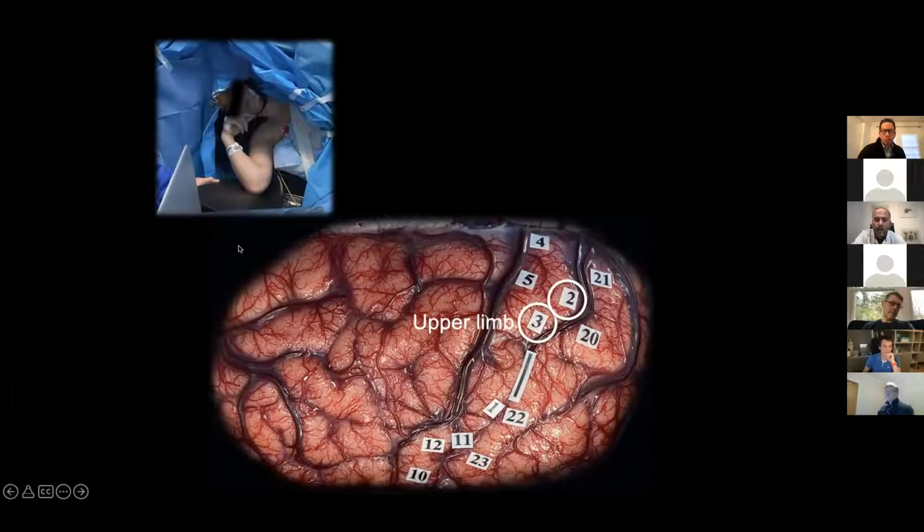And primary motor cortex was identified by provoking involuntary movements. Now we mapped the premotor cortical networks that are present in 5 and 4 by a voluntary movement task.